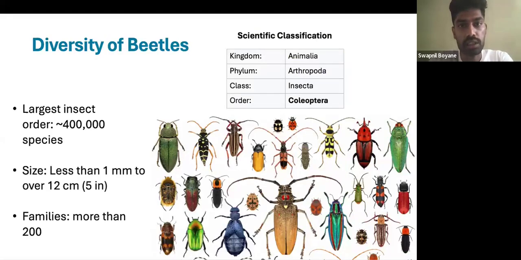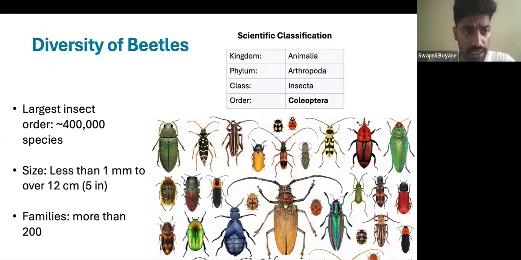Next, I'm going to talk a little bit about the scientific classification of beetles. Just to outline what scientific classification is: imagine you have thousands of animals and you have to classify them based on particular characters, right? Scientists came up with this great idea of classification, where they classify each organism based on certain characters. Coleoptera belongs to the kingdom Animalia, the phylum Arthropoda, and the class Insecta, where all insects belong. Under Insecta, in the order Coleoptera, all beetles are grouped together.